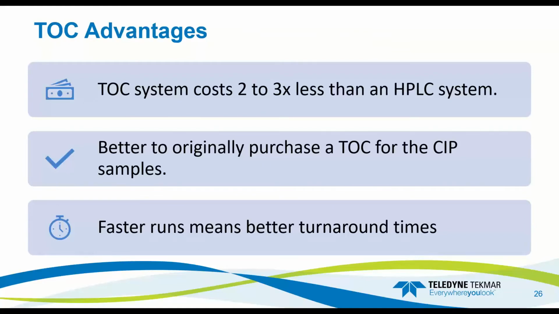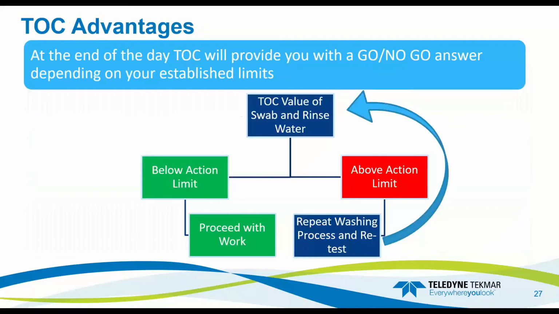So the advantages, like I said: TOC systems cost 2 to 3 times less. It's better to originally purchase TOC for CIP samples, and faster runtimes mean faster turn times. So we're getting samples done quicker. Also, the biggest thing that we state is that at the end of the day, TOC will provide you with a go or no-go answer depending on your established limits.